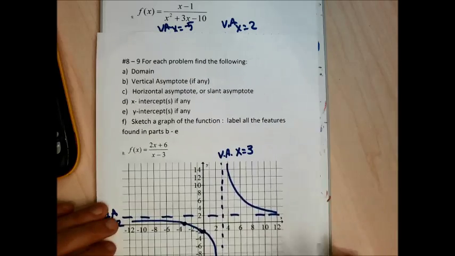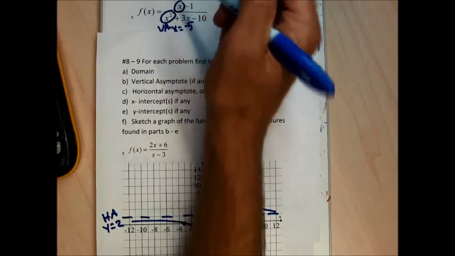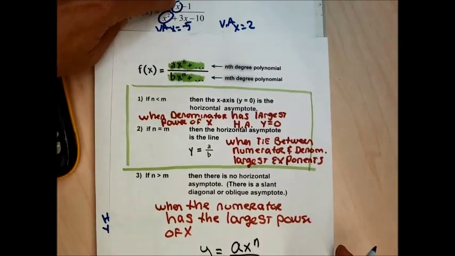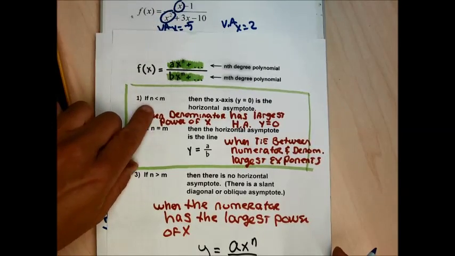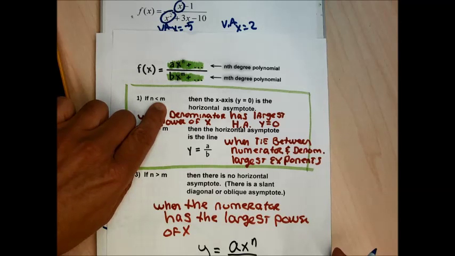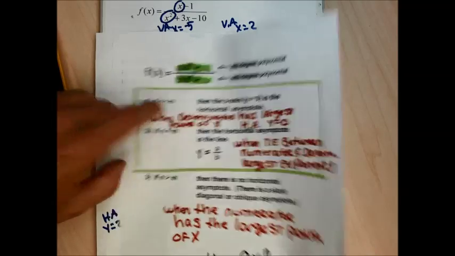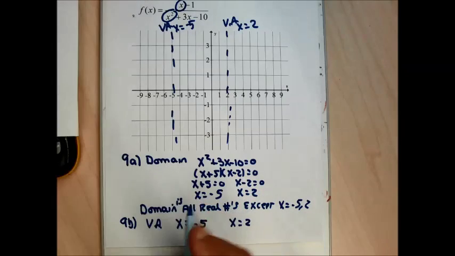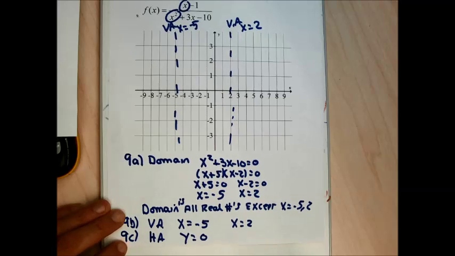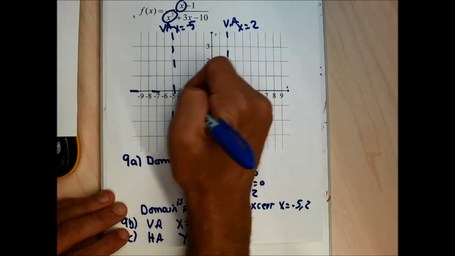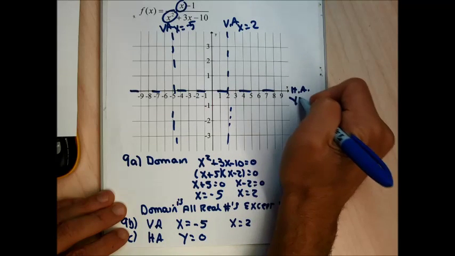For the horizontal asymptote, which is part C, I look at the term in the numerator with the highest exponent and the term in the denominator with the highest exponent. The numerator has a highest exponent of 1, and the denominator has a highest exponent of 2. The highest exponent in the numerator is less than the highest exponent in the denominator. Then the x-axis, which has the equation y equal to 0, is a horizontal asymptote. So for part C, the horizontal asymptote is y equal to 0, and there's no work to do for it. But I need to draw it, so I'm going to put a line through the x-axis. So my horizontal asymptote has the equation y equal to 0.